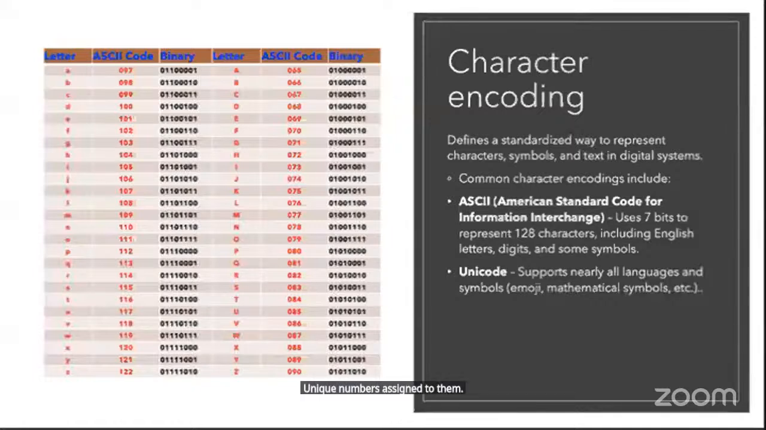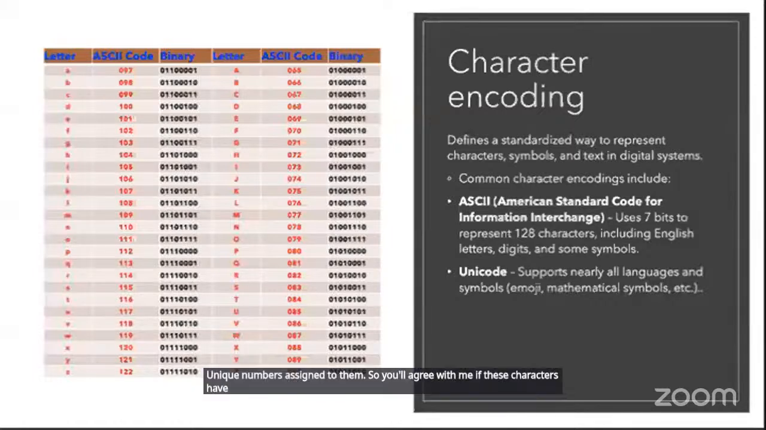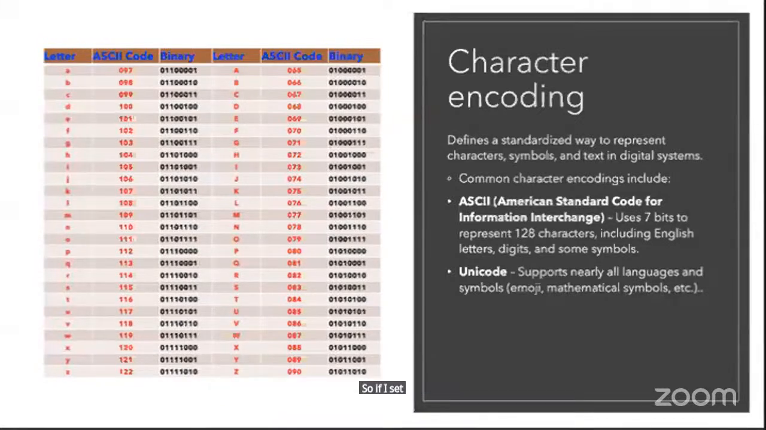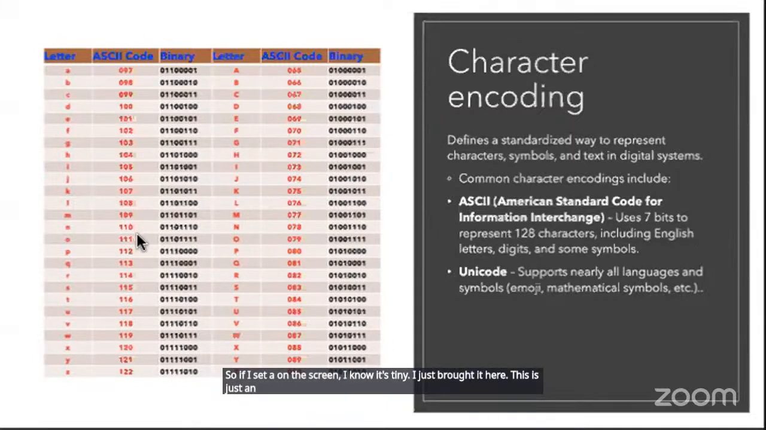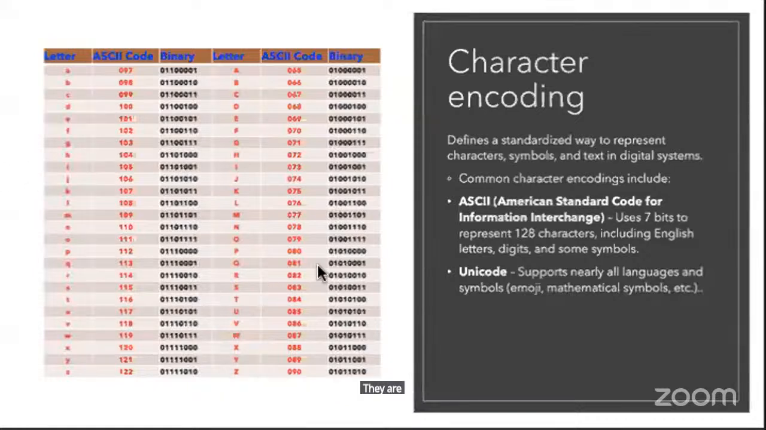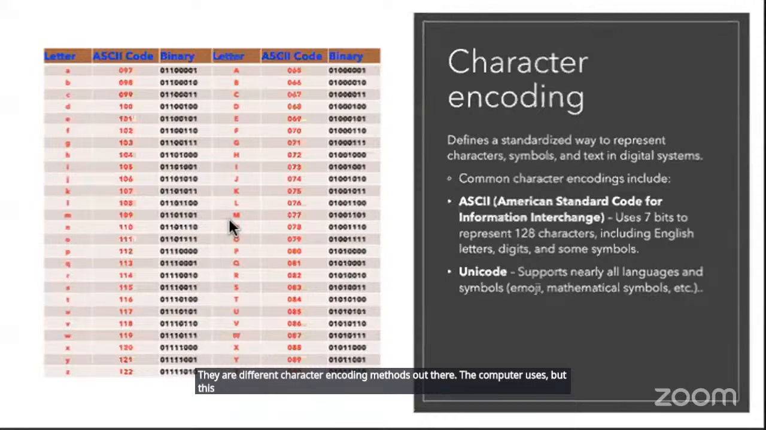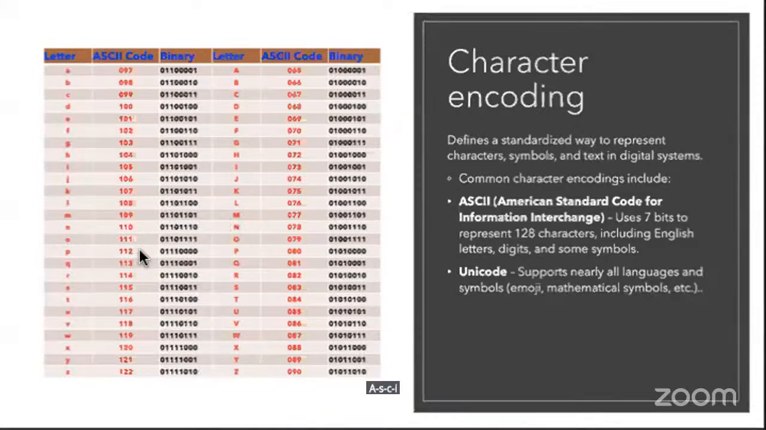So you'll agree with me, if these characters have unique numbers assigned to them, that means any character can be converted into numbers. So if I say that A on the screen, I know it's tiny, I just brought it here. This is just an example of character encoding. There are different character encoding methods the computer uses, but this one is just the ASCII code table.